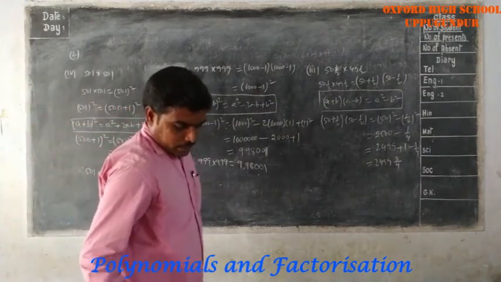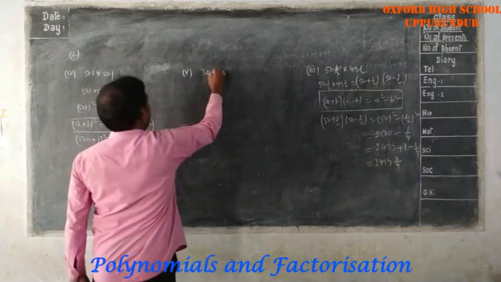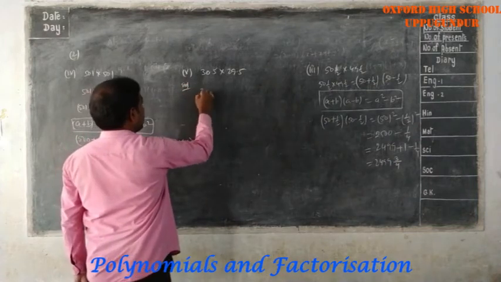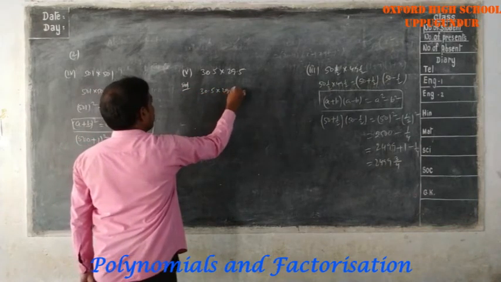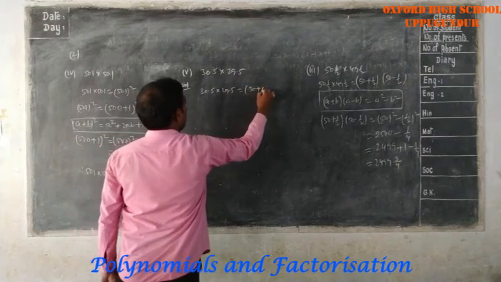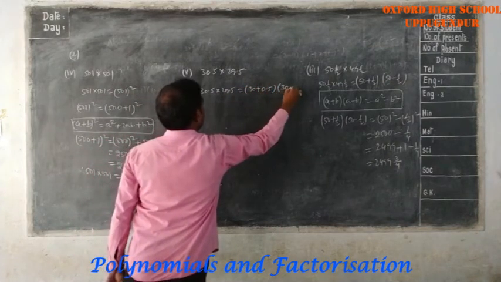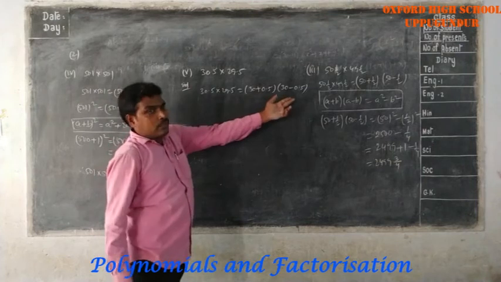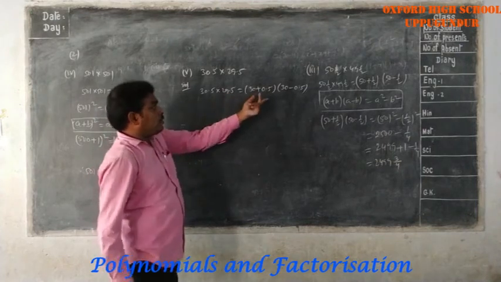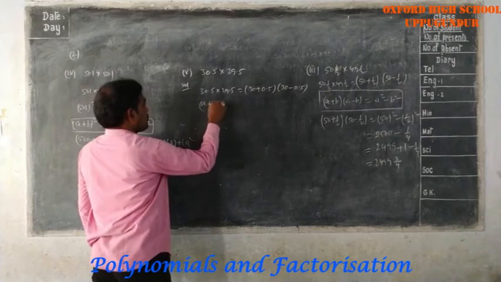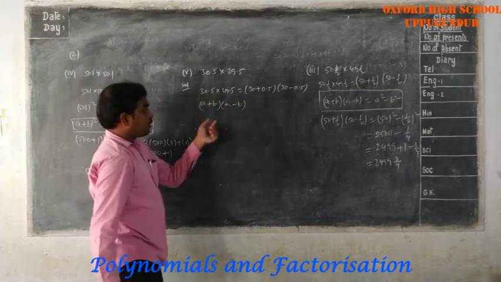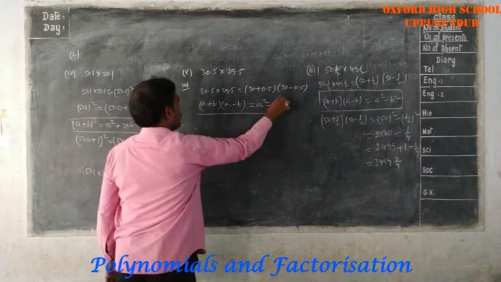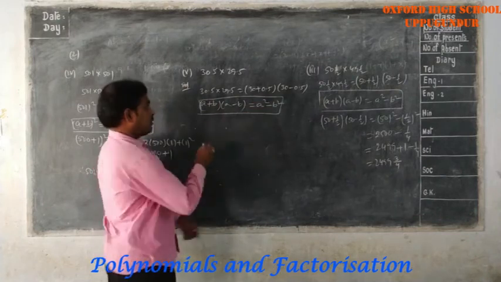Next, fifth, 30.5 into 29.5. So this you can write as 30 plus 0.5 into 30 minus 0.5. 30 plus 0.5 will get 30.5. 30 minus 0.5 will get 29.5. Now this is in the form of a plus b of a minus b. We know that a plus b of a minus b equals a square minus b square. So using this identity, you have to find this value.